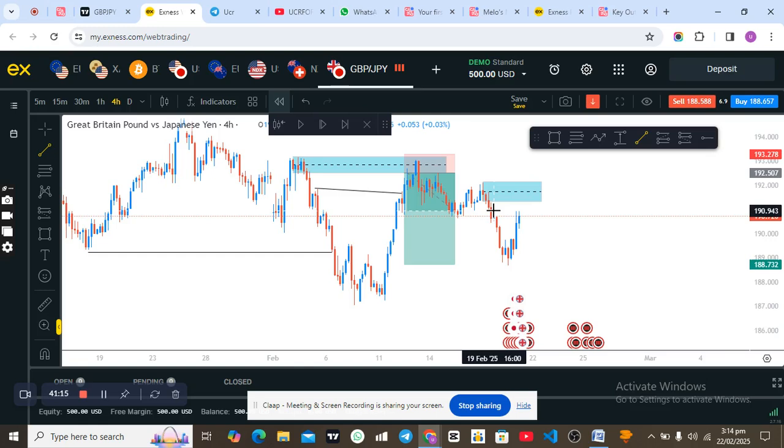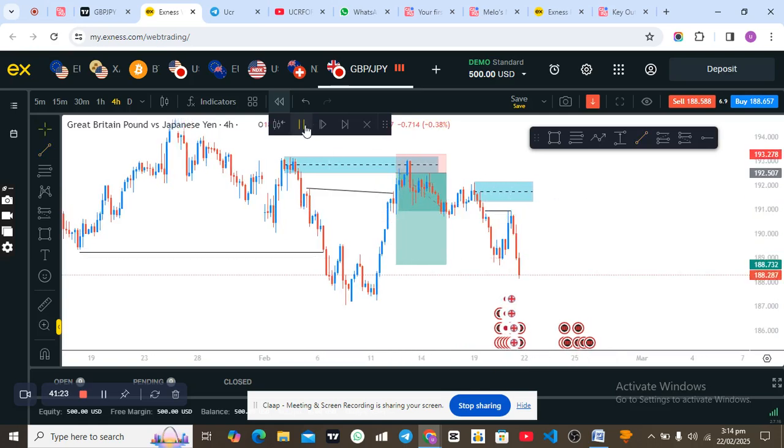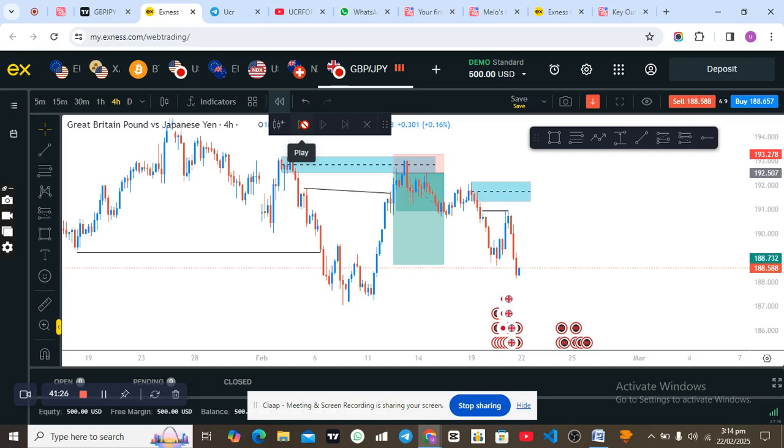You know, this is a 4-hour time frame. But let's see what really happened around here. So let's play price forward. So nice one. This is where the current market is. This is where the market has closed.